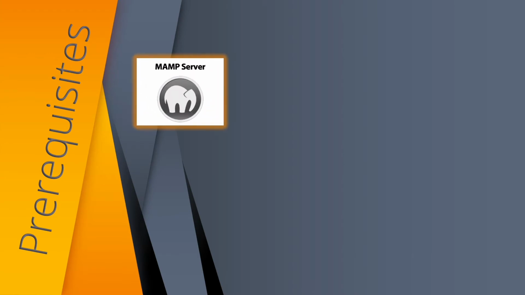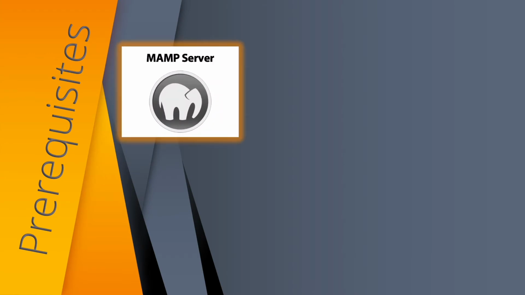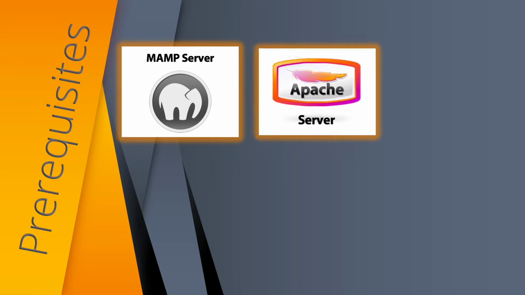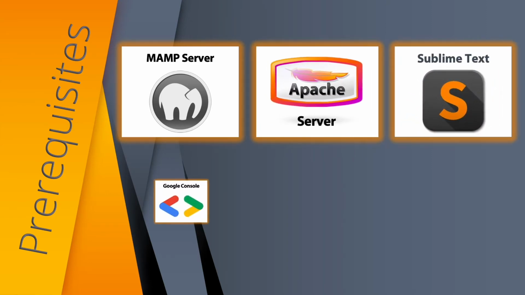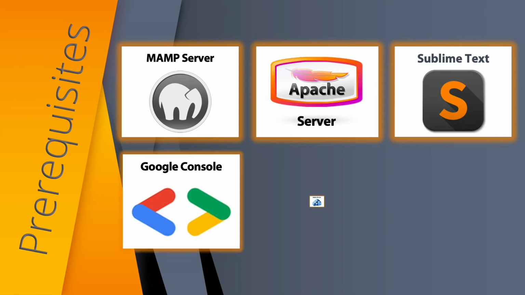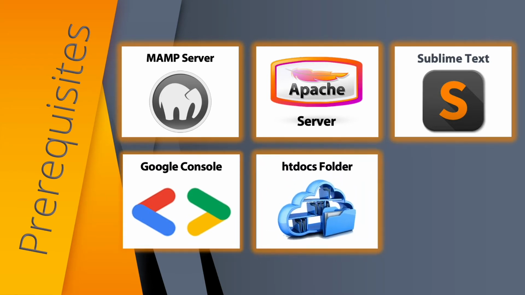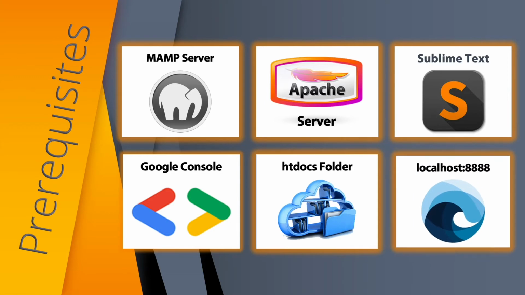We have the MAMP server or WAMP server, Apache server, Sublime Text Editor, Console tab, htdocs folder, and localhost 8888. These applications and folders should be active in your machine at the background.